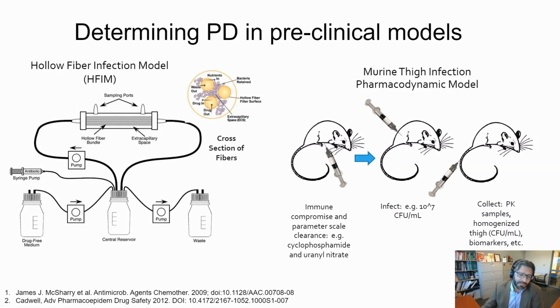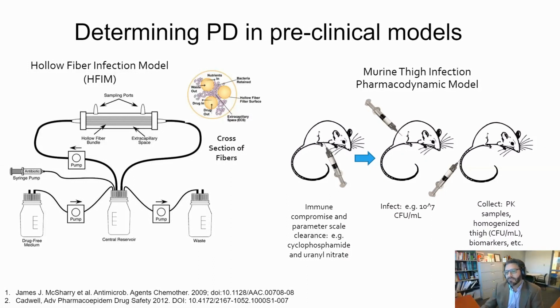So you see there is another pump all the way at the bottom left corner here. And by changing the rates of these pumps, you can set it up such that the concentration of antibiotic in the hollow fiber system mimics what you would see in the body.